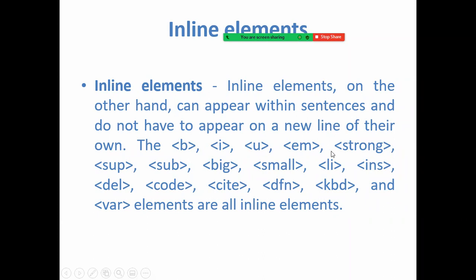Bold, italics, underline, emphasize, strong, superscript, subscript, big, small, then list we are going to see, then insert, delete, code, cite, definition, KBD, and variable elements. Now, these are all inline elements. What is the meaning of this?